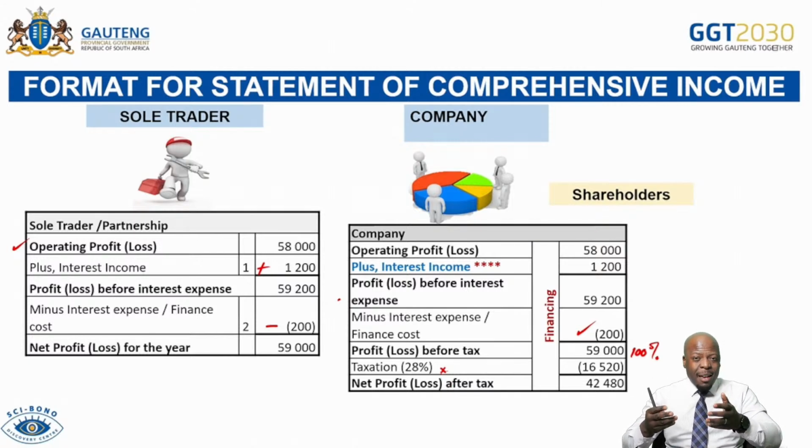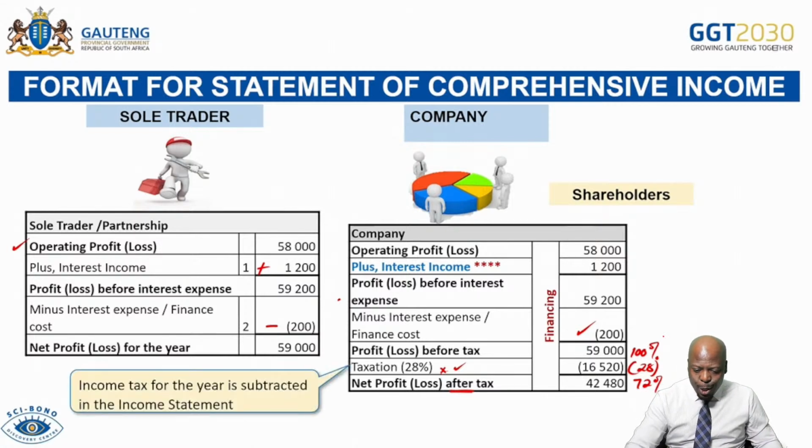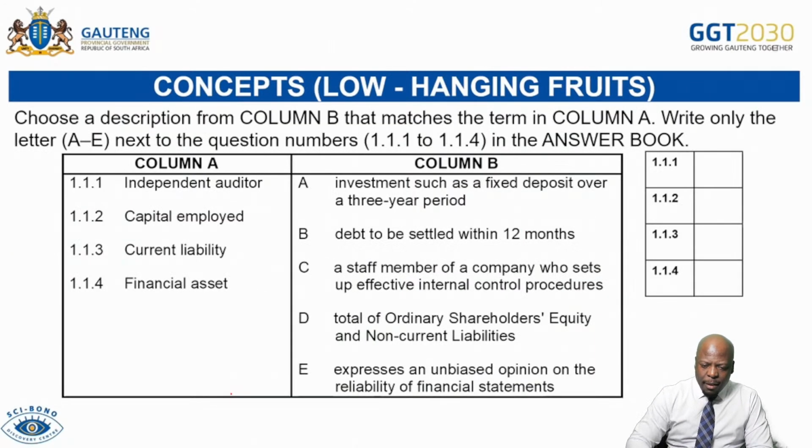I think some of you can see that in your different papers, at times it can be 30%, at times it can be 31%. But in this context, it is 28%. So we'll come and subtract our 28% here. That therefore means our net profit after tax becomes 72%. Very, very important that you understand that. So in grade 12, we're going to be considering income tax, and we subtract that in our statement of comprehensive income.